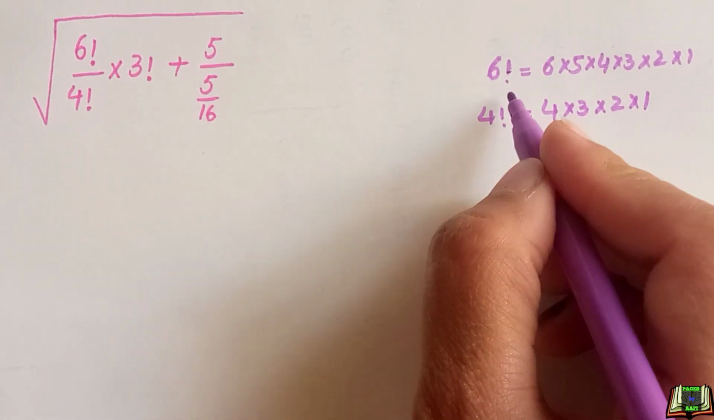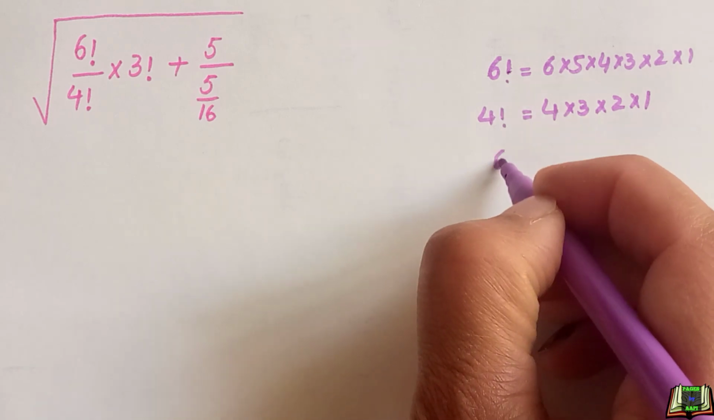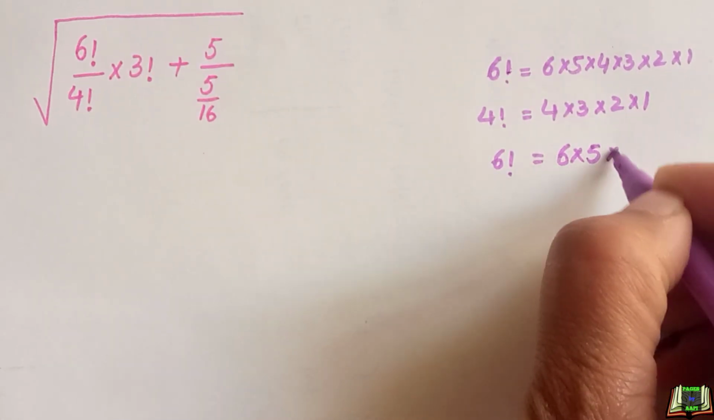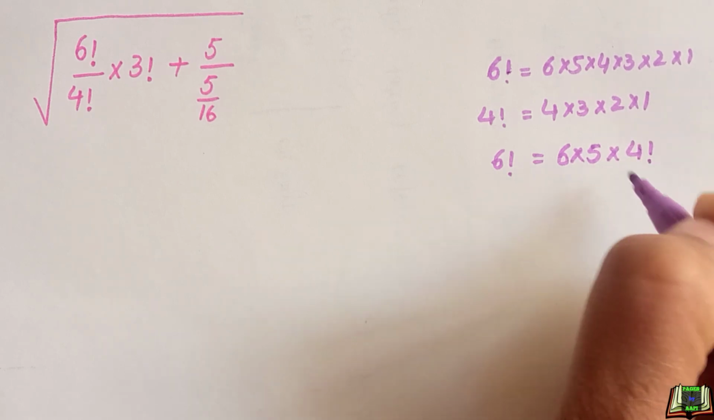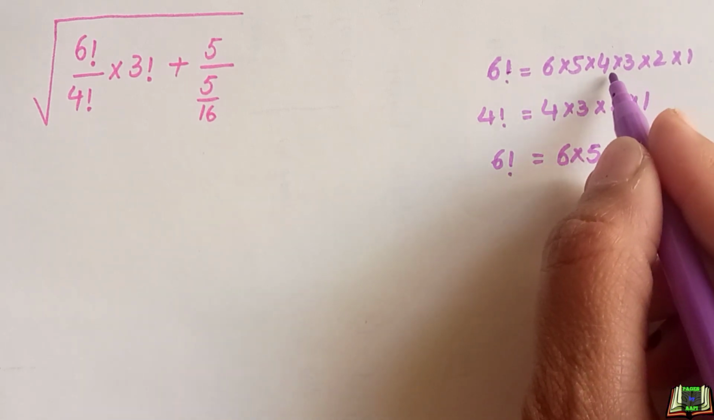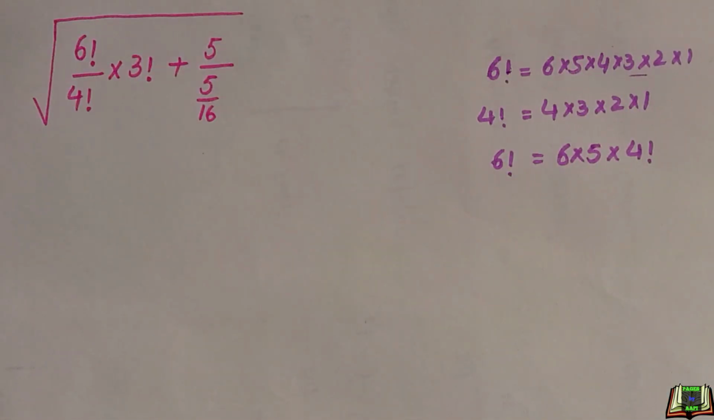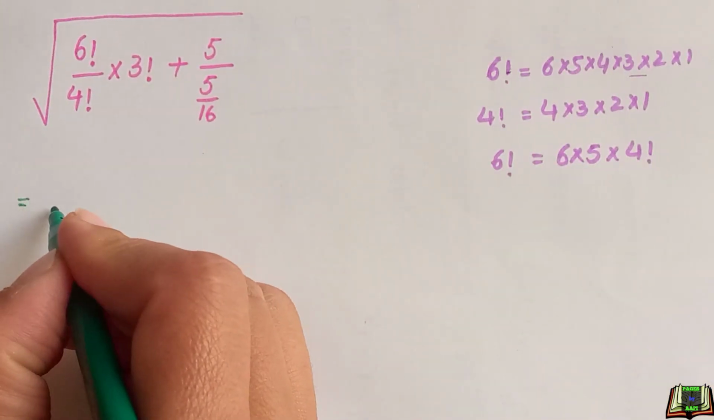So we can write 6 factorial as 6 times 5 times 4 factorial, because the rest part 4 times 3 times 2 times 1 is similar to 4 factorial. Now let's put these values in the given expression.